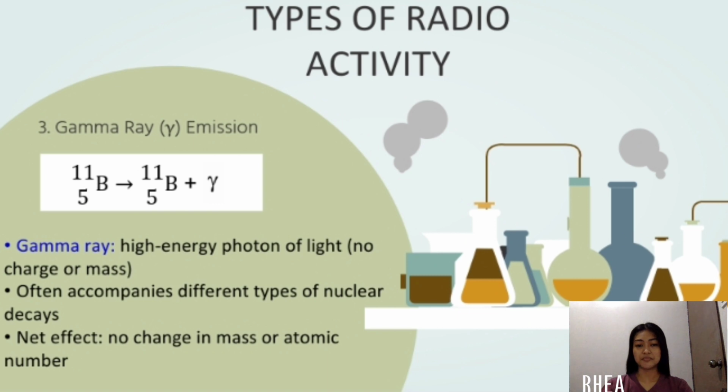Both alpha and beta emissions can be either pure or mixed with gamma rays. In this equation, boron-11 symbolizes a boron nucleus in a high energy or excited state. In this case, no transmutation takes place. The element is still boron, but its nucleus is in a lower energy or more stable state after the emission of excess energy in the form of gamma rays. When all excess energy has been emitted, the nucleus returns to its most stable, lowest energy state. Basically, there is no change in mass or atomic number.